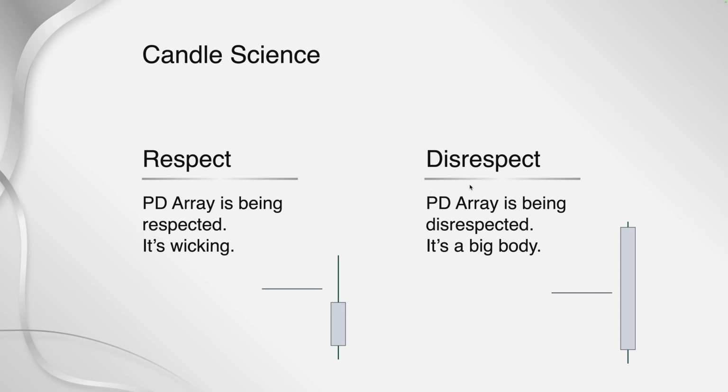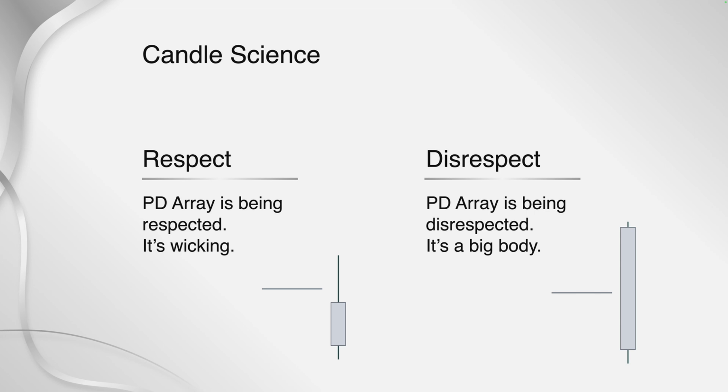Then we also have disrespect. And disrespect is the exact opposite of respect. So the PD array is being disrespected. It's a big body. This right here is again that premium array, the exact same scenario like we saw with the respect. But now we have a big body going higher. That indicates that we are not respecting that premium array, and that has a different story as to the overall direction.